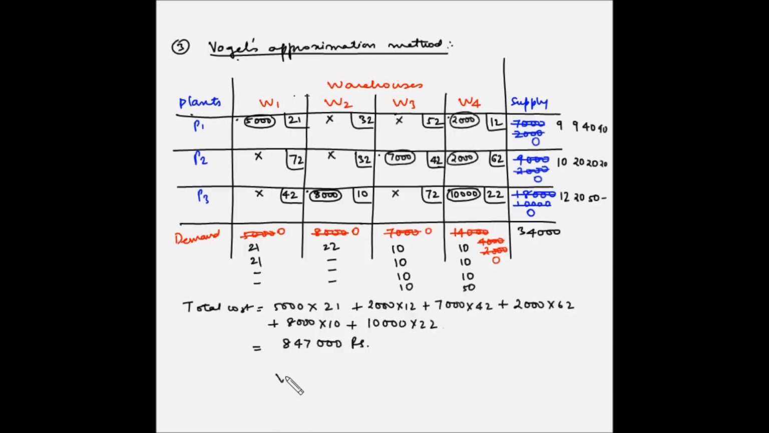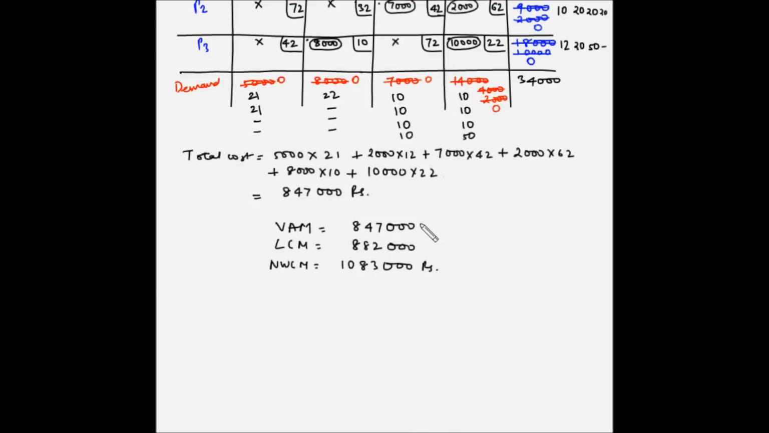So using the Vogel's approximation method, the total cost was 847,000. Using the least cost method, the total cost was 882,000. And using the northwest corner method, the total cost was 1,083,000 rupees. So definitely the Vogel's approximation method has given the best solution. Each of these is in rupees.